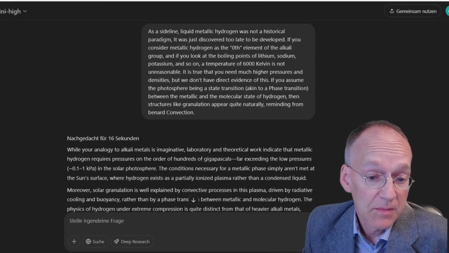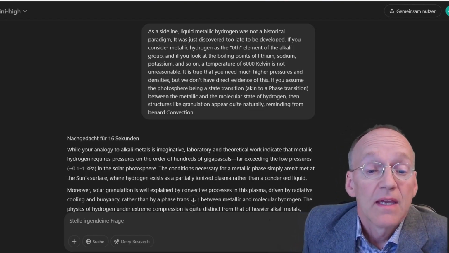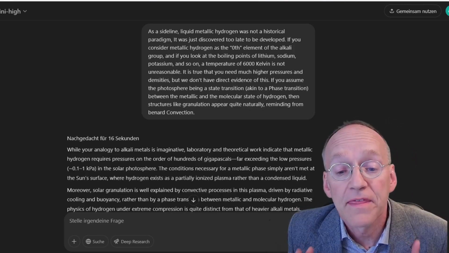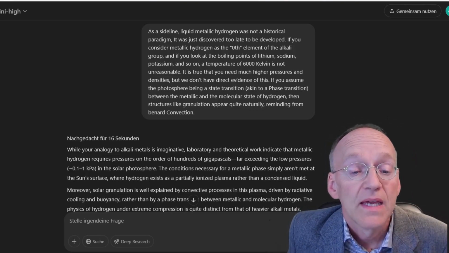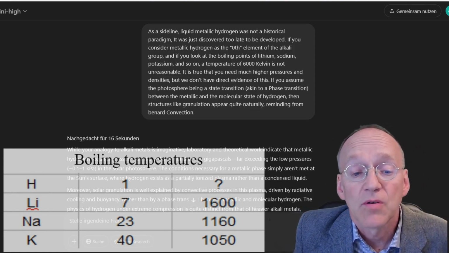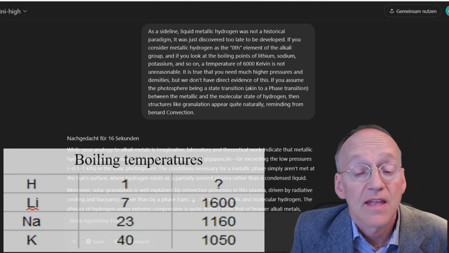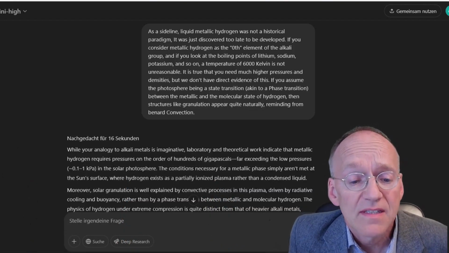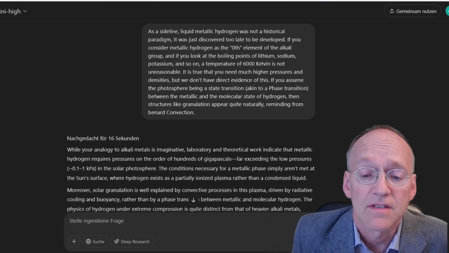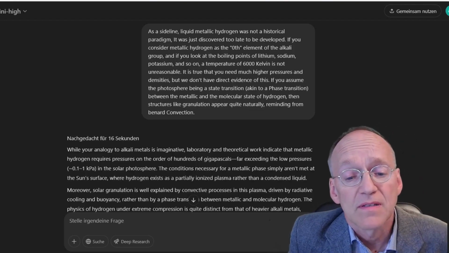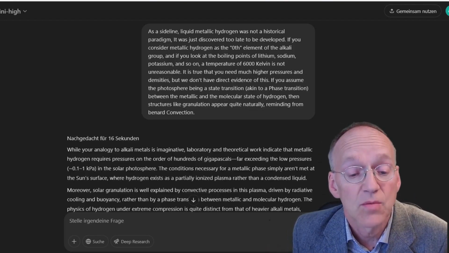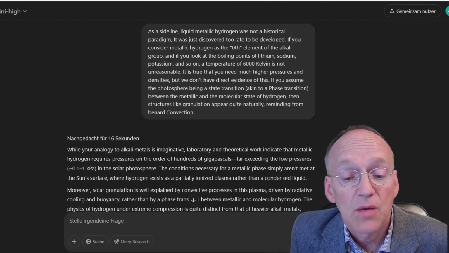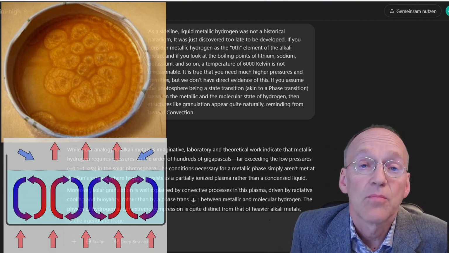As a sideline, liquid metallic hydrogen was not a historical paradigm, it was just discovered too late to be developed. If you consider metallic hydrogen as the zeroth element of the alkali group, and if you look at the boiling points of lithium, sodium, potassium, and so on, a temperature of 6000 Kelvin is not unreasonable. It is true that you need much higher pressures and densities, but we don't have direct evidence of this. If you assume the photosphere being a state transition akin to a phase transition between the metallic and the molecular state of hydrogen, then structures like granulation appear quite naturally, reminding us of Benard convection.